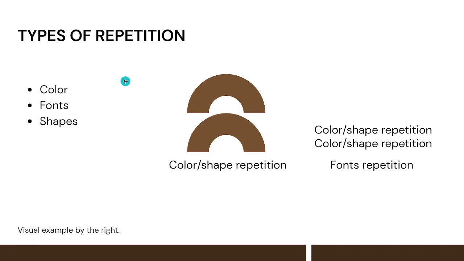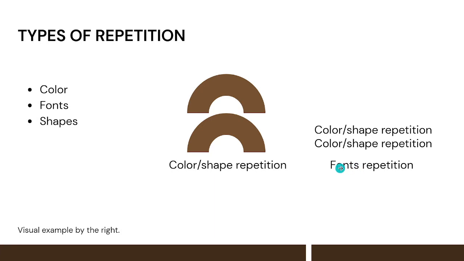Now we have types of repetition. There are a couple of them, but for the sake of this class, we just keep it at three. The first one is color repetition, then font repetition, and shape repetition. And I put a visual example here. For color repetition and shape repetition, you can see that the color brown here is being repeated twice, here for the first time and here for the second time. And in terms of shape repetition, this arc is being repeated twice, the first one here and the second time here.